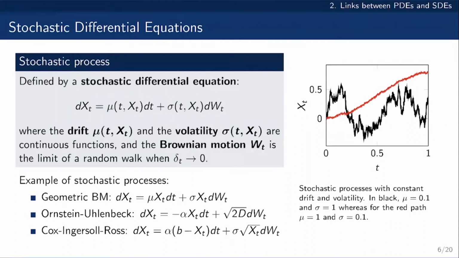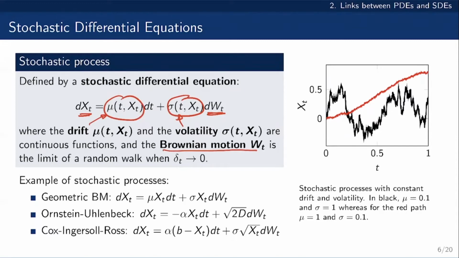So first of all, a few definitions. A stochastic process can be defined by a stochastic differential equation with the variable of interest x of t. And it can be defined with two continuous functions, the drift here and the volatility here. And the last term is actually Brownian motion, which turns out to be the limit of a random walk when delta t is close to 0.